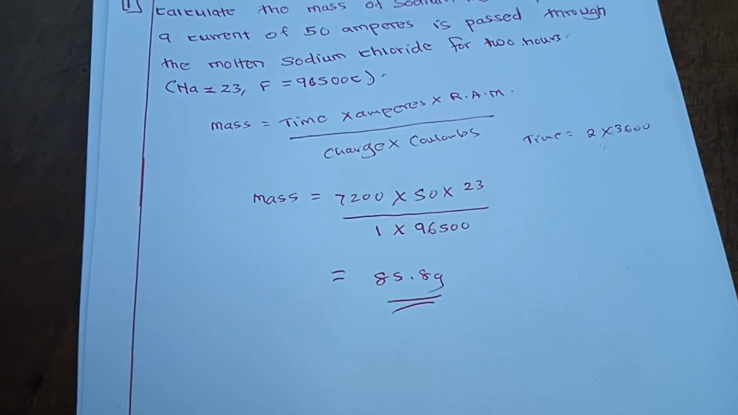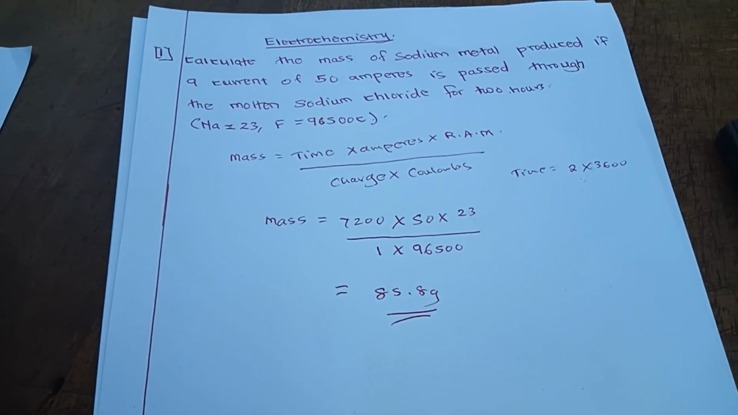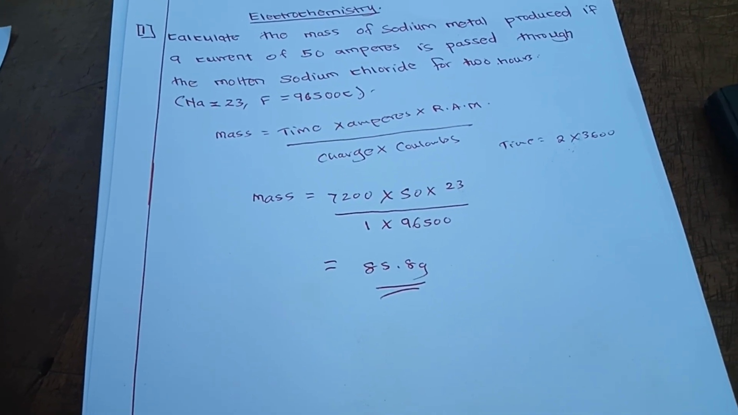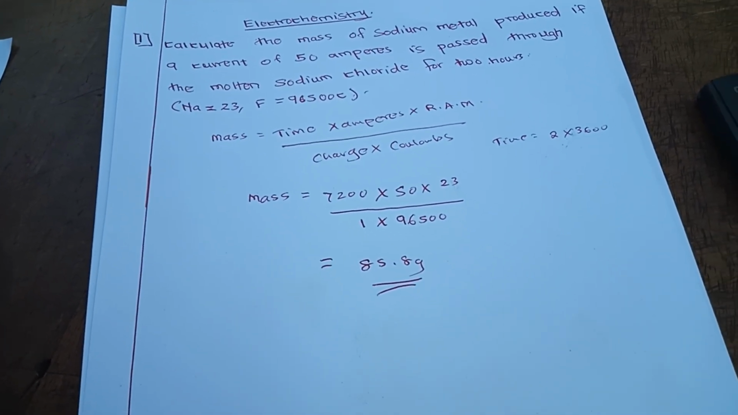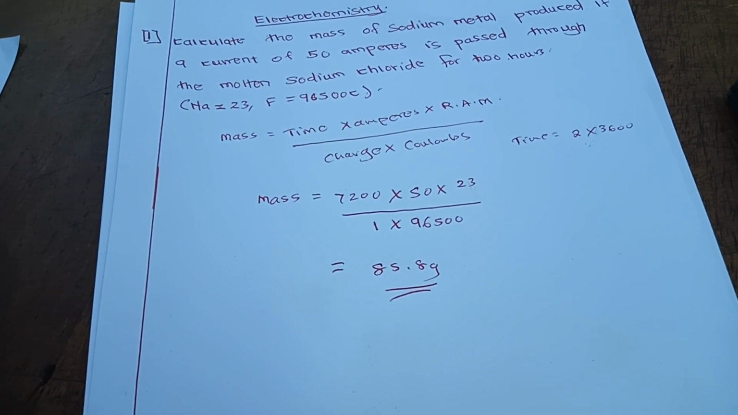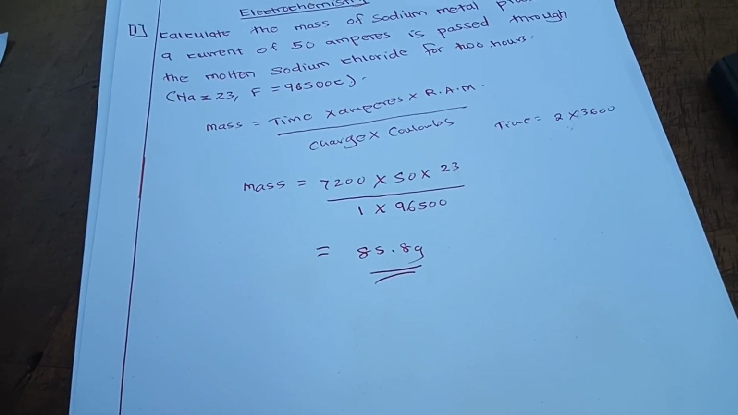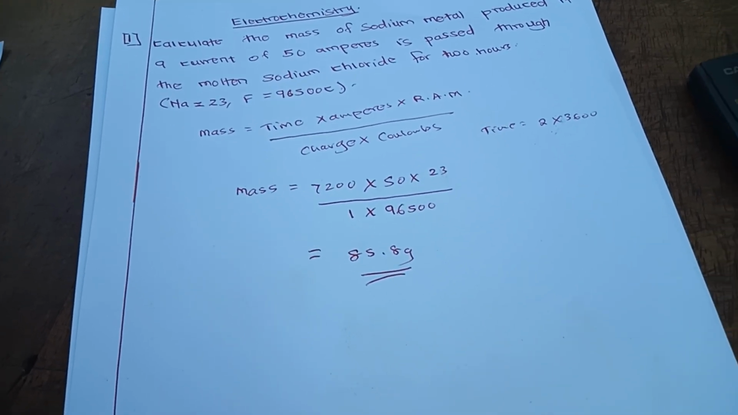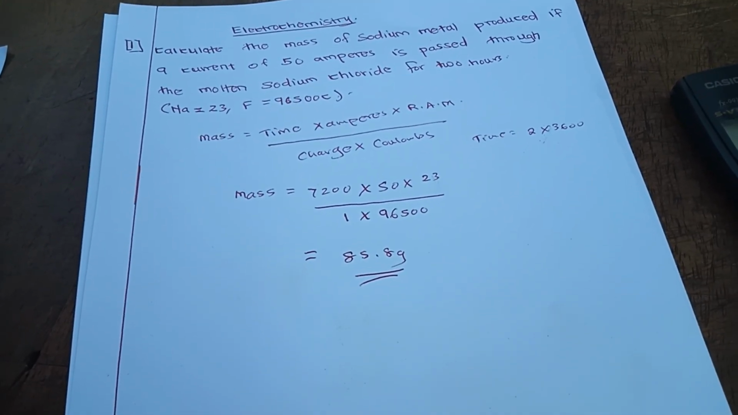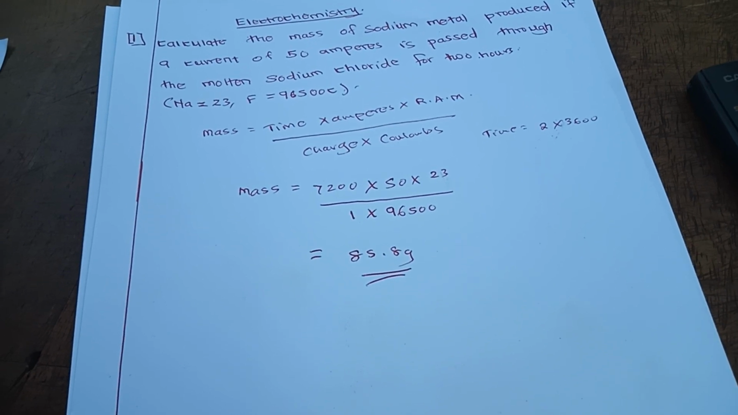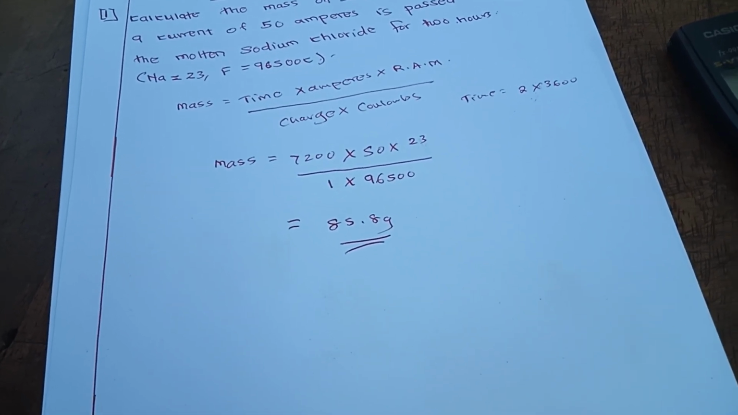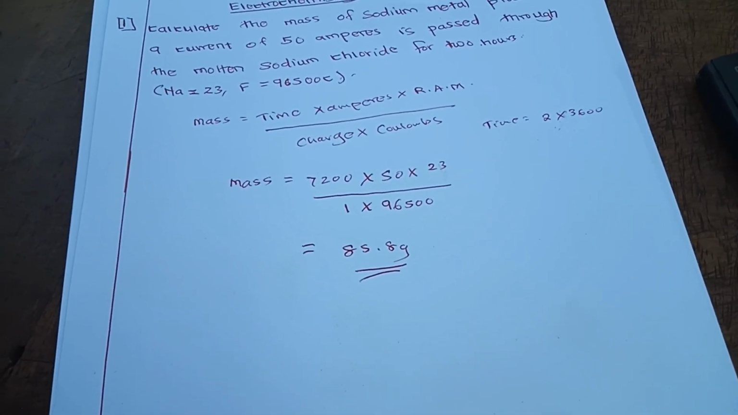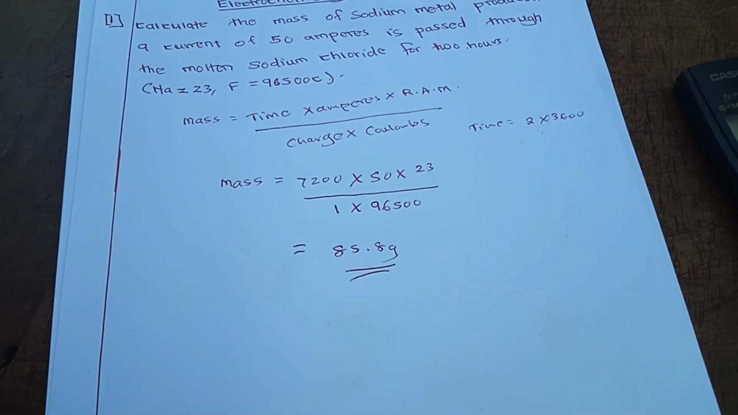Additionally, if you are told about calculating anything to do with electrochemistry, so if they ask us to find time, we will just interchange that formula. So time will be equal to mass times charge times coulombs all over amperes all over R.A.M. So you can use that formula to calculate amperes, R.A.M, charge, coulombs are always given. But you can use that formula to calculate every question they ask you in electrochemistry.